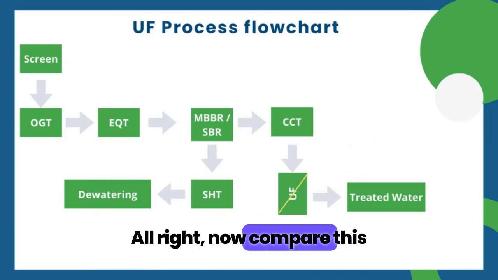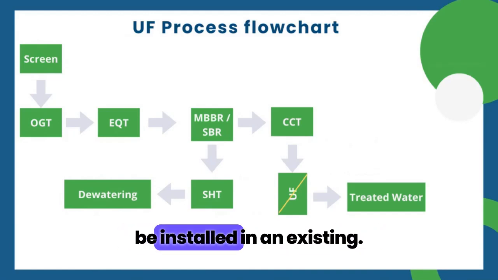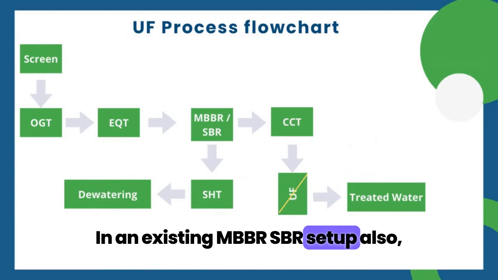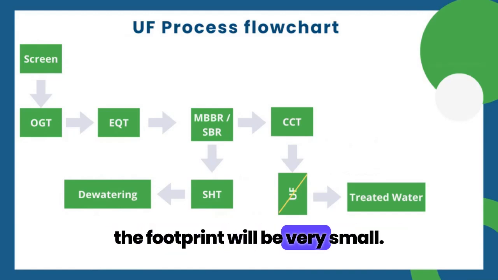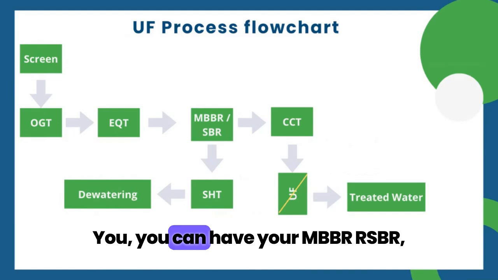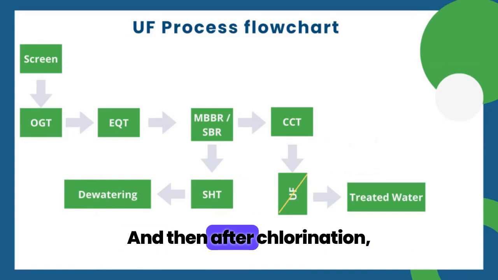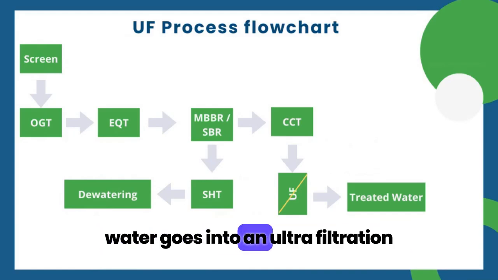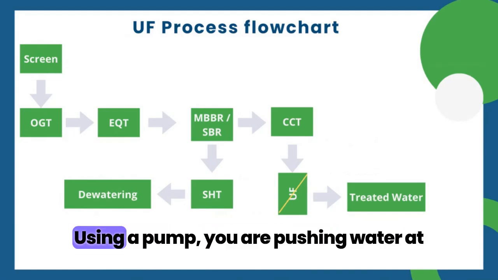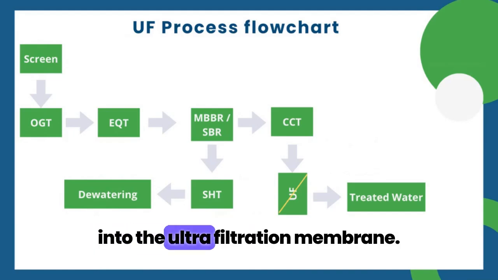All right, now compare this with the external UF process. Any external UF process can be installed, please understand this, in an existing MBBR, SBR setup also. The footprint will be very small. So you are not tinkering with your MBBR or SBR process. You can have your MBBR or SBR, which your process requires, and then after chlorination, water goes into an ultrafiltration membrane, which is kept outside the tank in a pump room, right? Using a pump, you are pushing water at 1 to 1.5 kgs pressure into the ultrafiltration membrane.